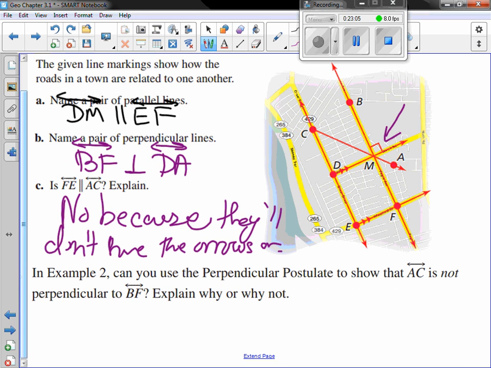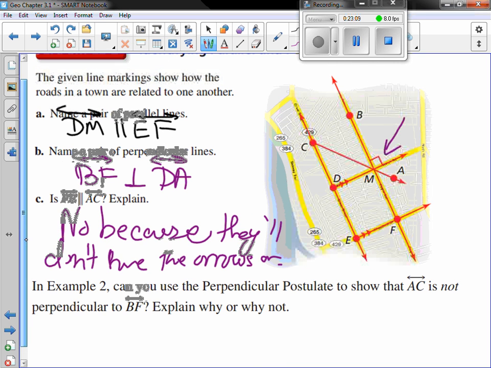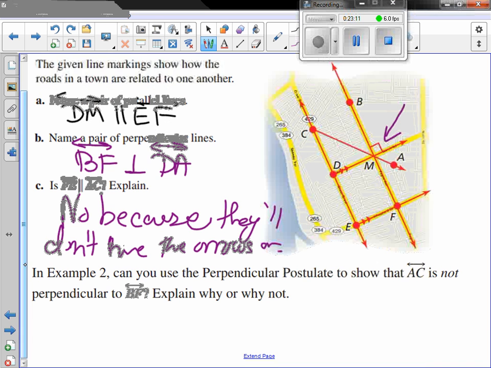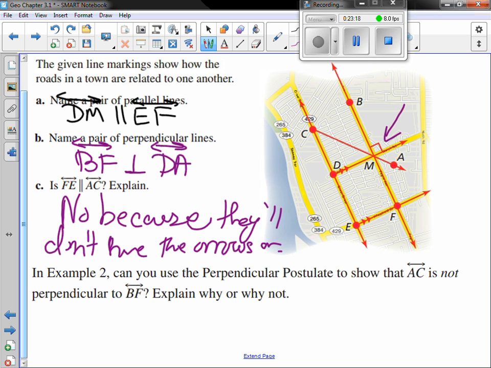We use the perpendicular postulate to show that AC is not perpendicular to FB. Well, yes, because again, the perpendicular postulate said what? Through any, so with one line and through any one point, so a line and a point, there can only exist one line that is perpendicular.